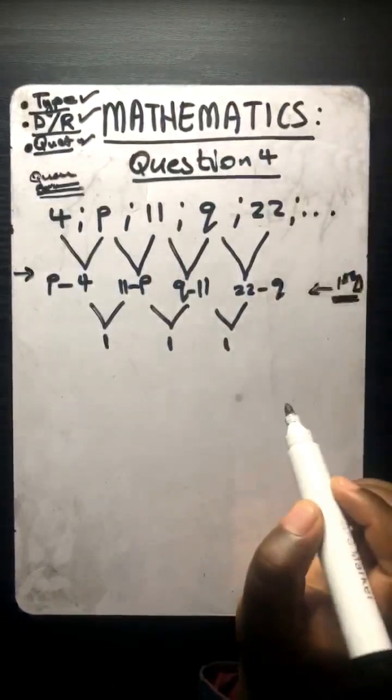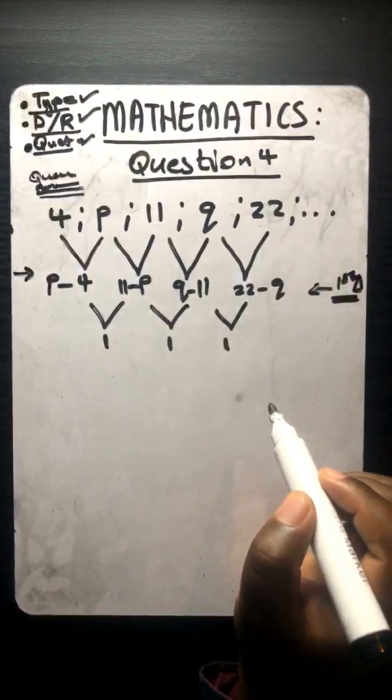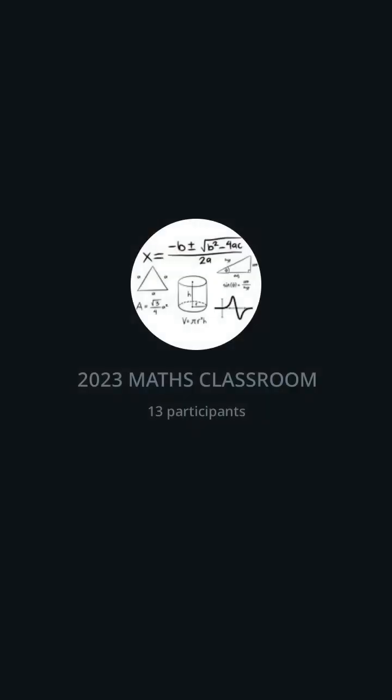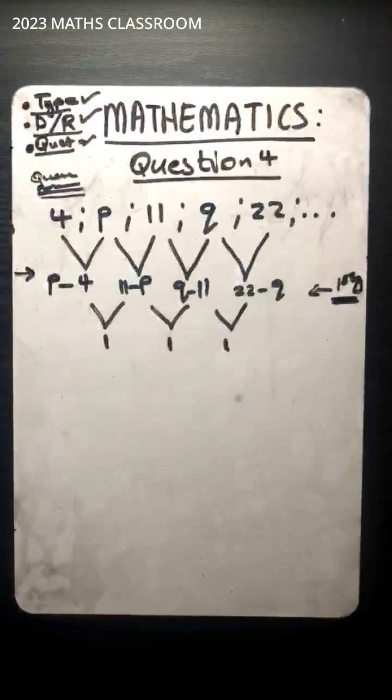So let's see. The first question: show that P is equal to 7 and Q is equal to 16. Let me just quickly check something there.